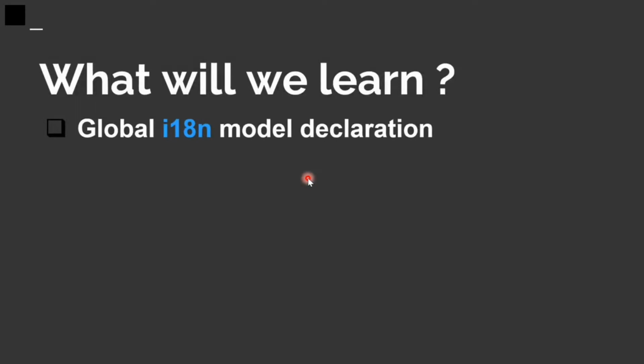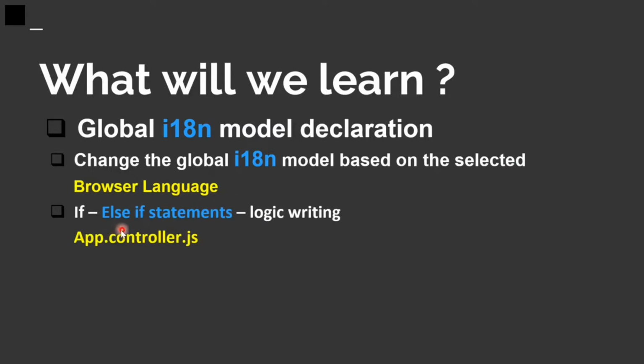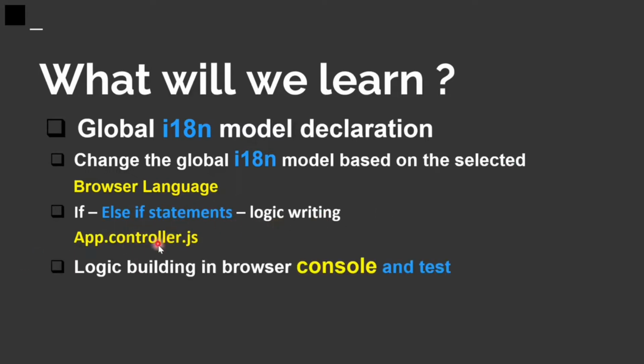We will learn the global declaration of the i18n model. We will also learn how to change the global i18n model based on the selected browser language. So there would be a logic that we would write, if else if statements logic writing, which we will do in the app.controller.js file. Logic building in the browser console and test.